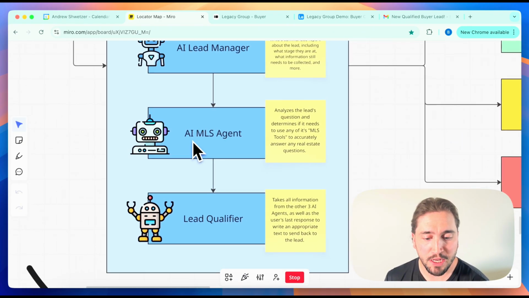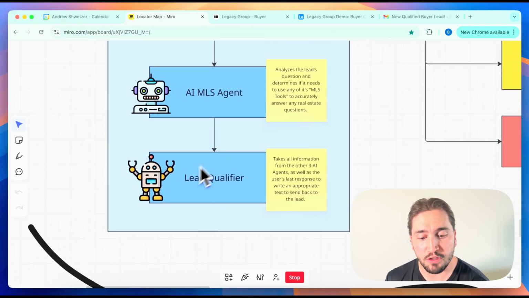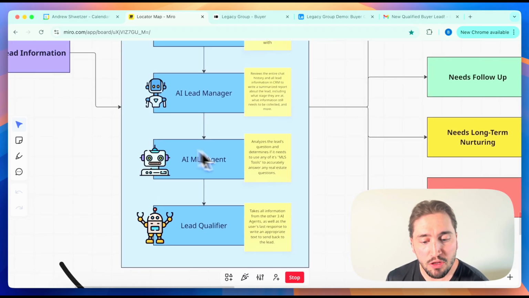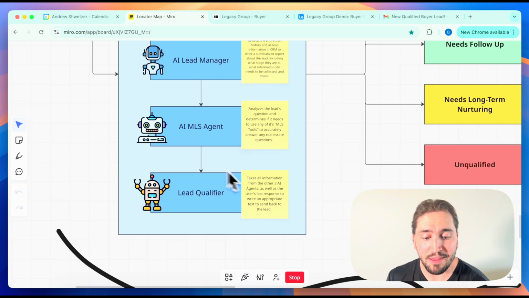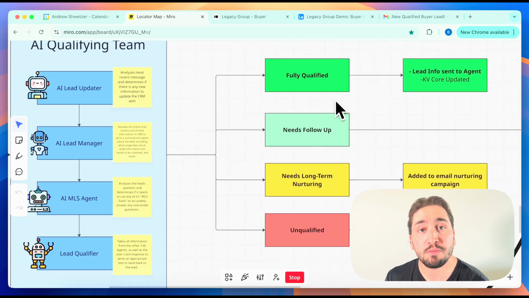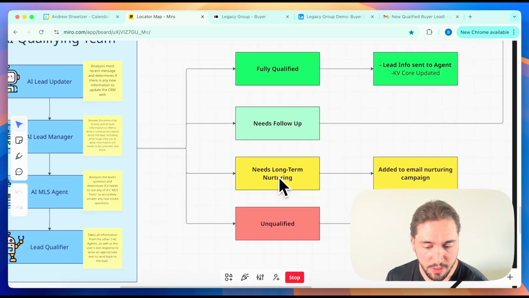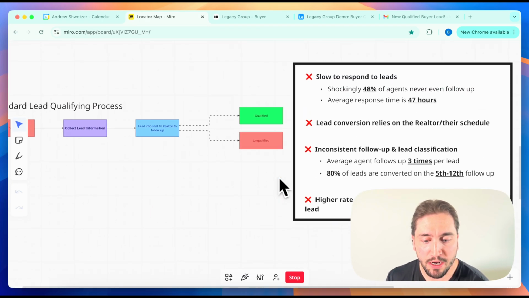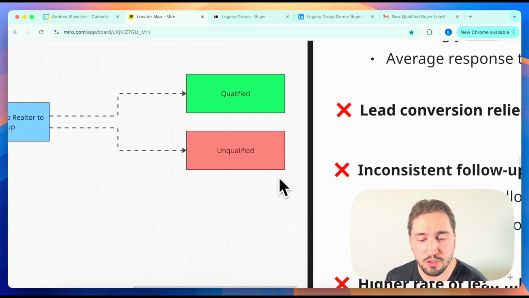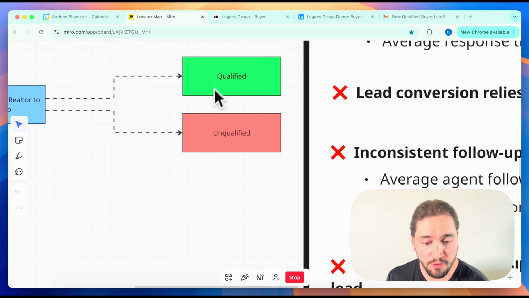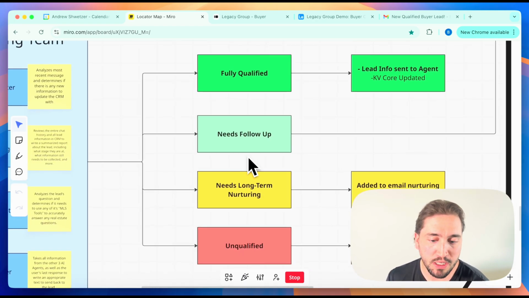Then all of that information from the last 3 is passed off to the final lead qualifier agent. And this guy is in charge of actually writing the response back to the user. So it takes all the information that the other AIs have collected and then it crafts the perfect response. From there, it's going to be classifying the lead, right? So instead of the 2 categories like we saw in the standard qualifying process of either qualified or unqualified, it's putting it into 4 different buckets.